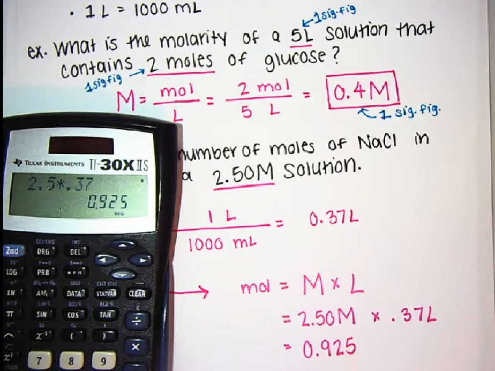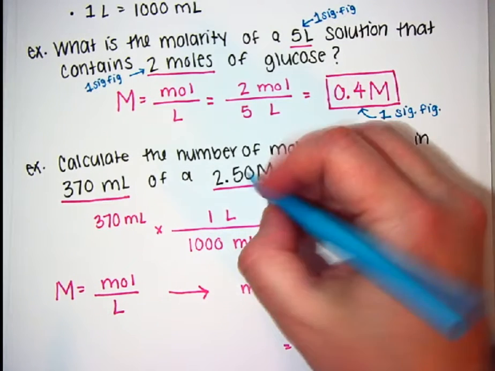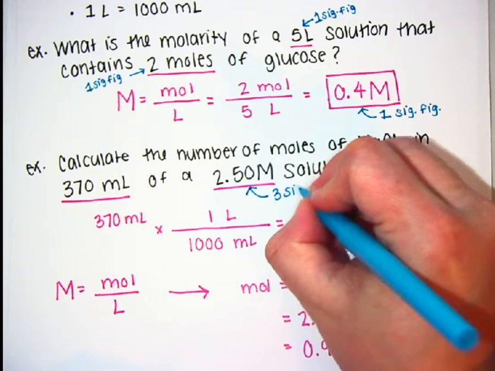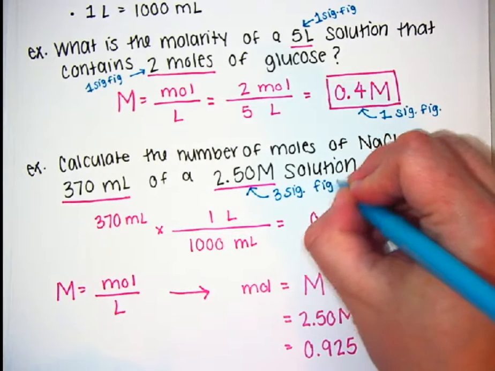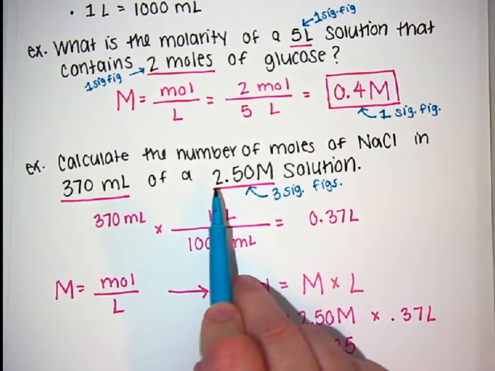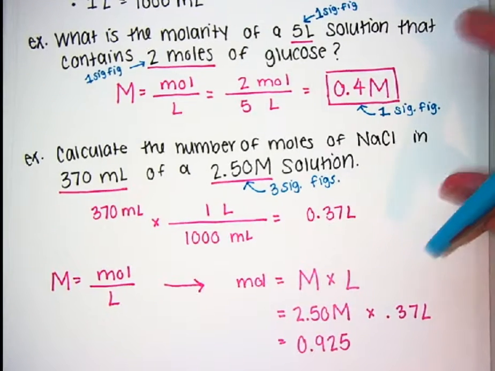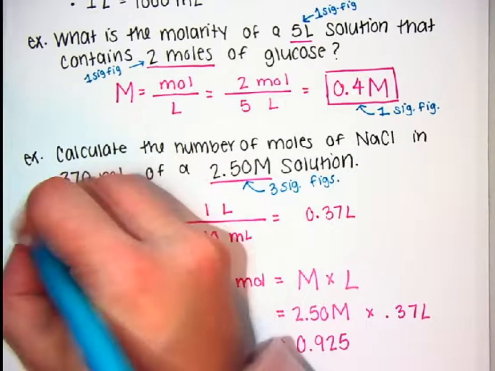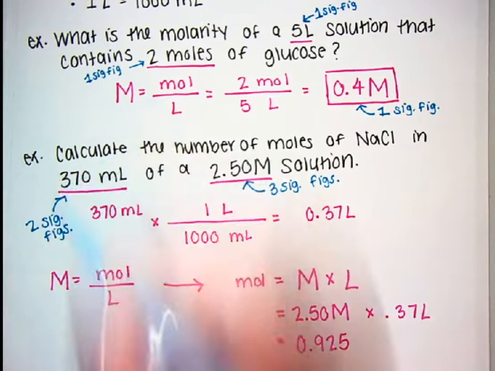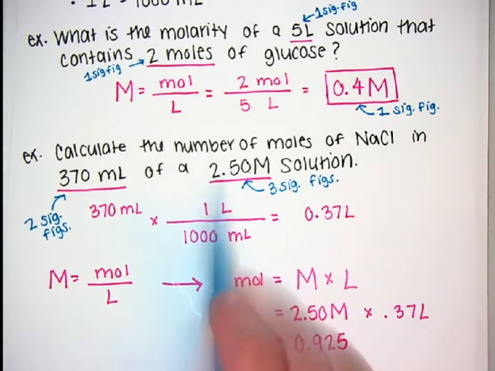Let's talk about significant figures. 2.50 has 3 significant figures. A trailing 0 after a decimal is significant. So the 2 is significant, the 5 is significant, the 0 is significant. This number has 3 significant figures. 370 only has 2 significant figures. It also has a trailing 0, but the difference is this trailing 0 does not come after a decimal.